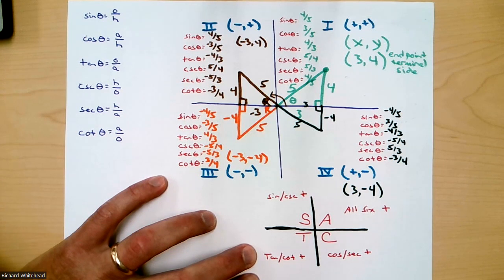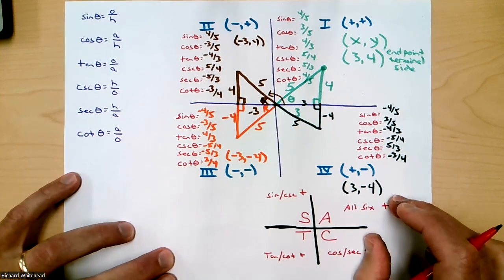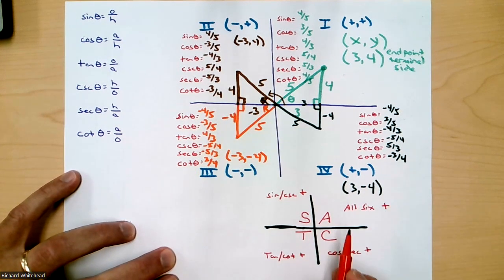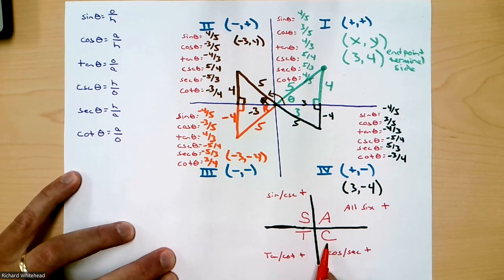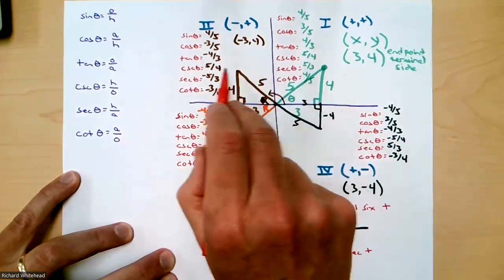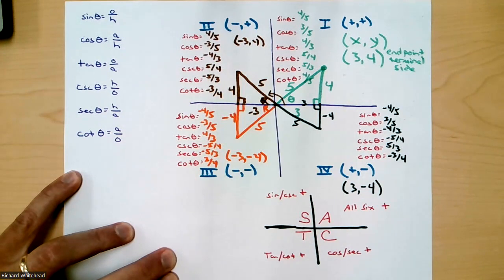Memorize patterns. We're going to say this all year long. This is the mnemonic we use: All seniors take calculus. First quadrant, all 6 are positive. Second quadrant, sine and its reciprocal are positive. Everyone else negative. Third quadrant, tan and its reciprocal positive. Everyone else negative. Fourth quadrant, cosine and its reciprocal positive. Everyone else is negative. And you can see that based on the values we came up with right here.